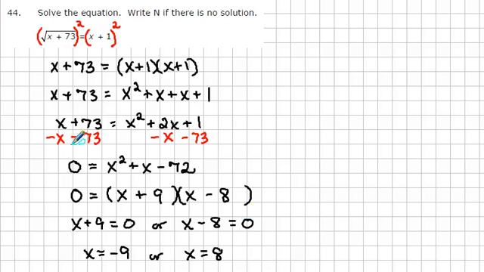Now a lot of students will stop at this point and they end up getting the problem wrong. We haven't done anything incorrect, but when we squared both sides, we may have introduced extraneous solutions, apparent solutions that don't actually satisfy the original equation. So it is very important that we check our result. So let's go ahead and check.